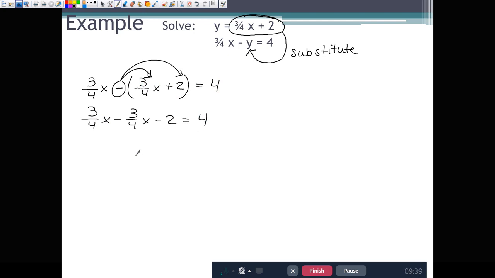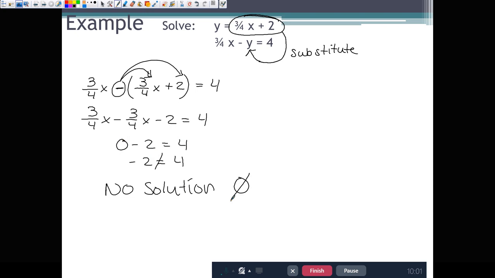And 3/4 x minus 3/4 x is 0. And 0 minus 2 is negative 2. So does negative 2 equal 4? No. So this is no solution, or it's the 0 with the line through it. That's how it is on your answer key. Okay, you can stop there. It's no solution, I can't go any further. These have parallel slopes, so they do not intersect.